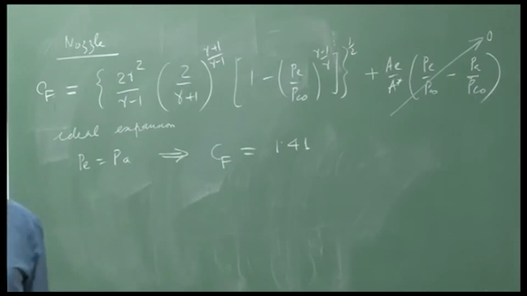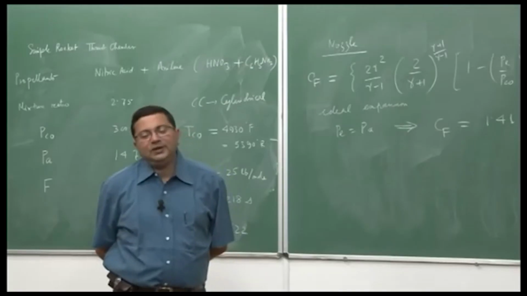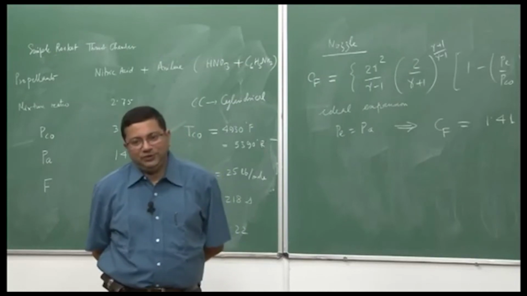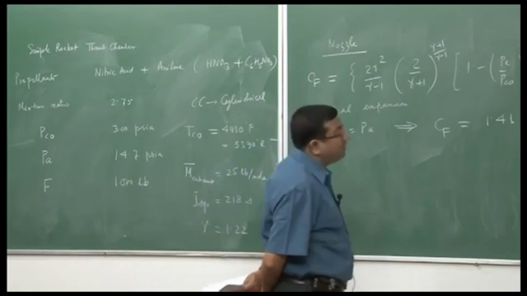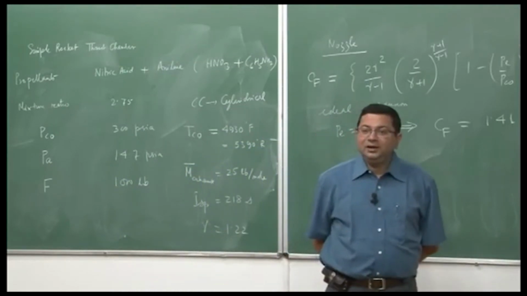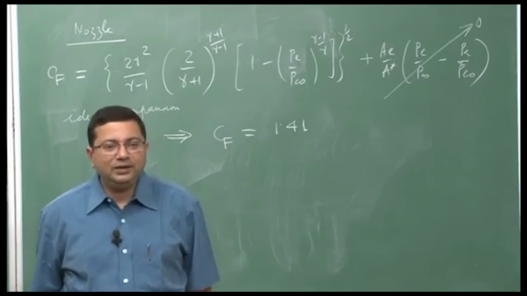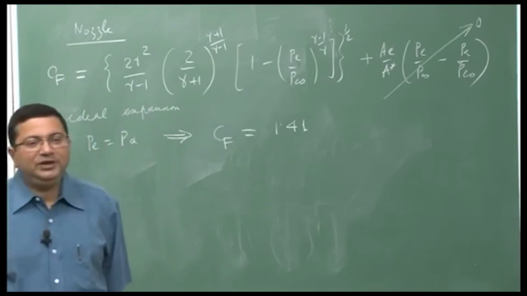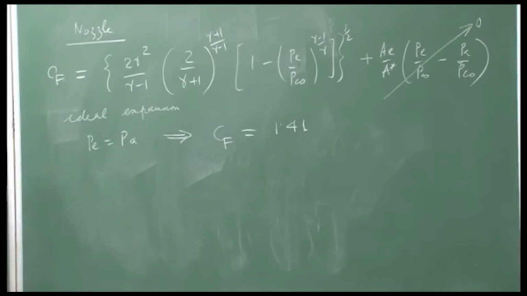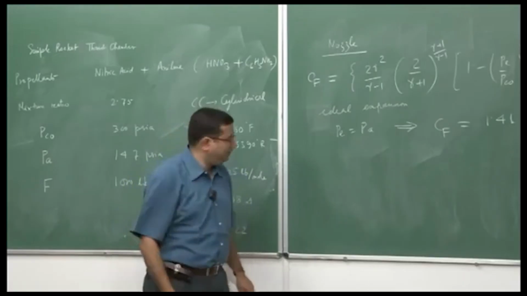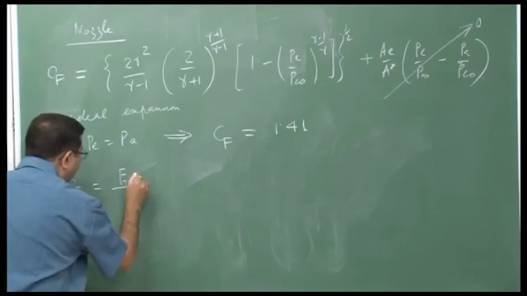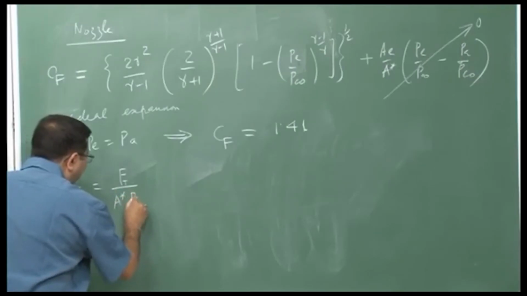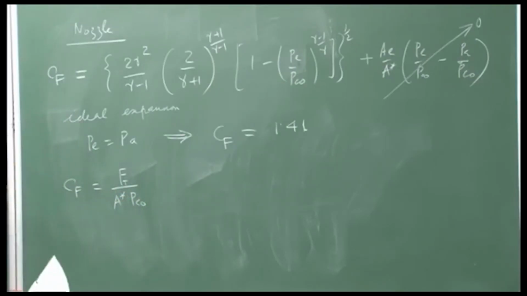Now, what does thrust coefficient give me? Why are we first estimating the thrust coefficient? Because we are supposed to design the rocket nozzle, right. Design essentially means we have to estimate the areas. How do I estimate the area? I get this thrust coefficient. Now, let us look at the definition of thrust coefficient. Thrust coefficient is defined as the thrust by A star Pc naught, right. That is how I have defined the thrust coefficient.